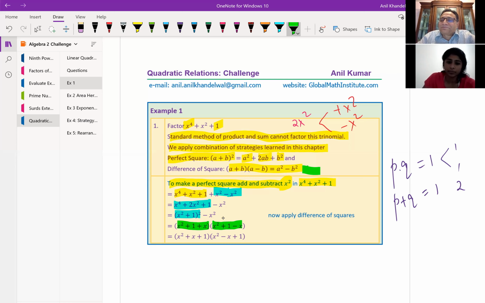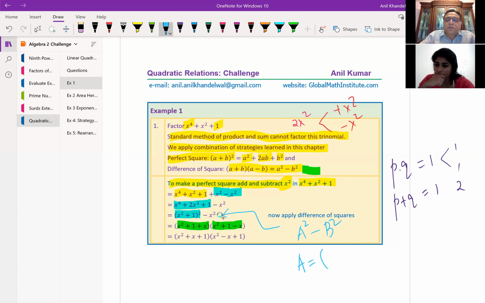Perfect. All right. Wait, could you just explain the step from the blue one to the green one again? Okay, so here what we have is a perfect square. Let me write in capital, A square minus B square, right? Where A is equal to x squared plus 1. Do you see that? This is A square. And B is equal to x.